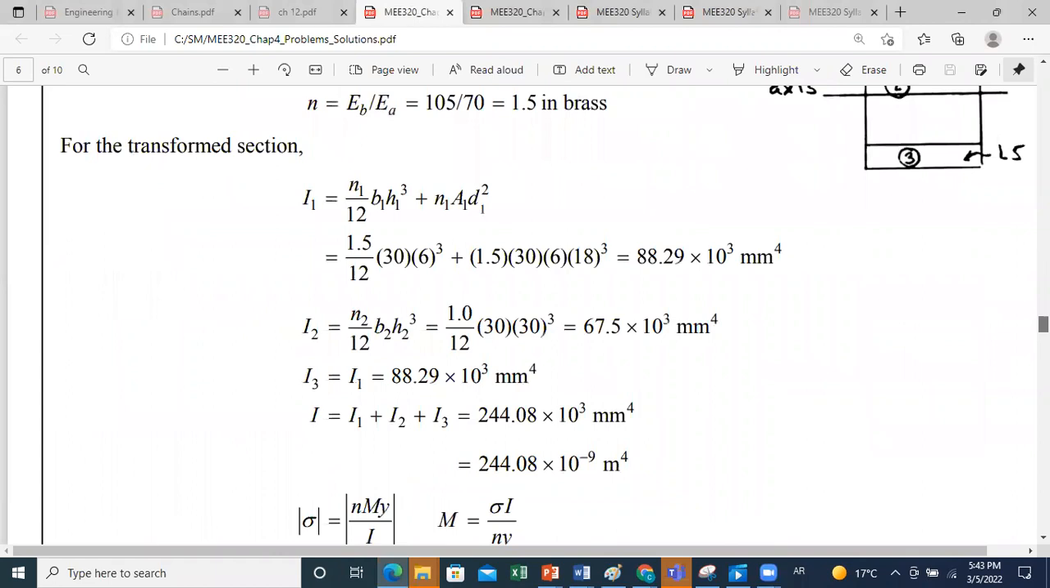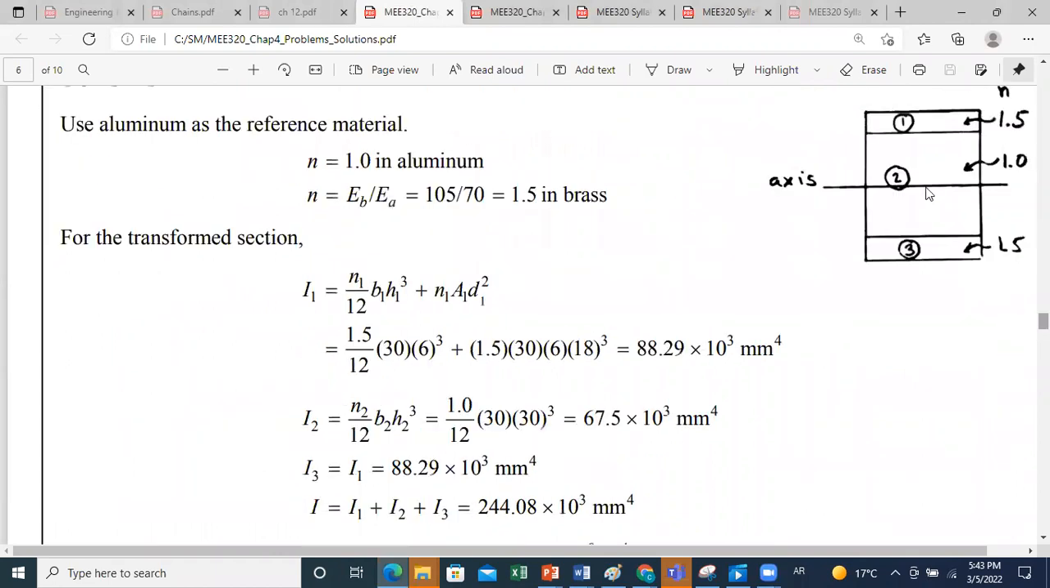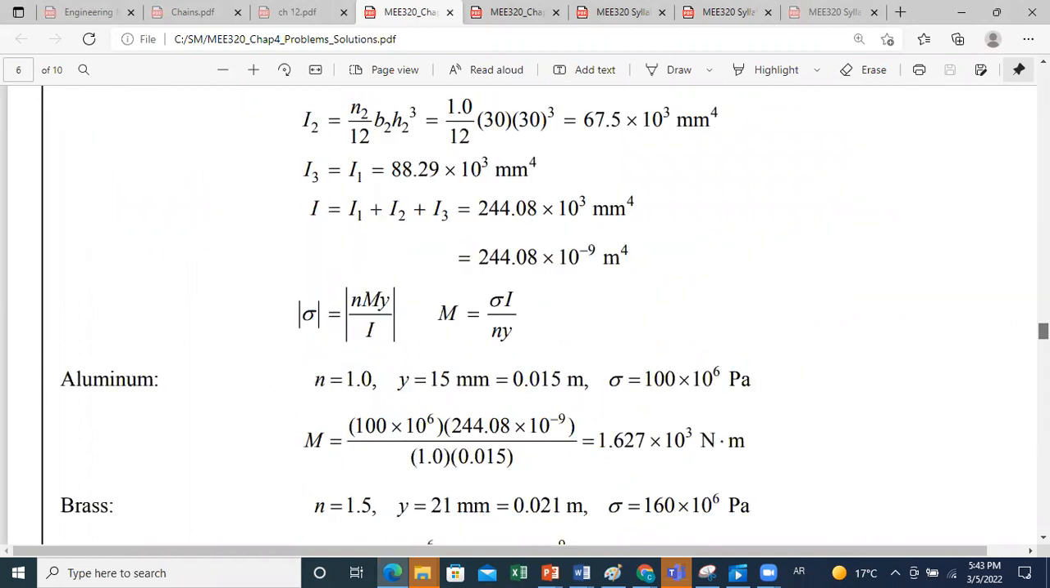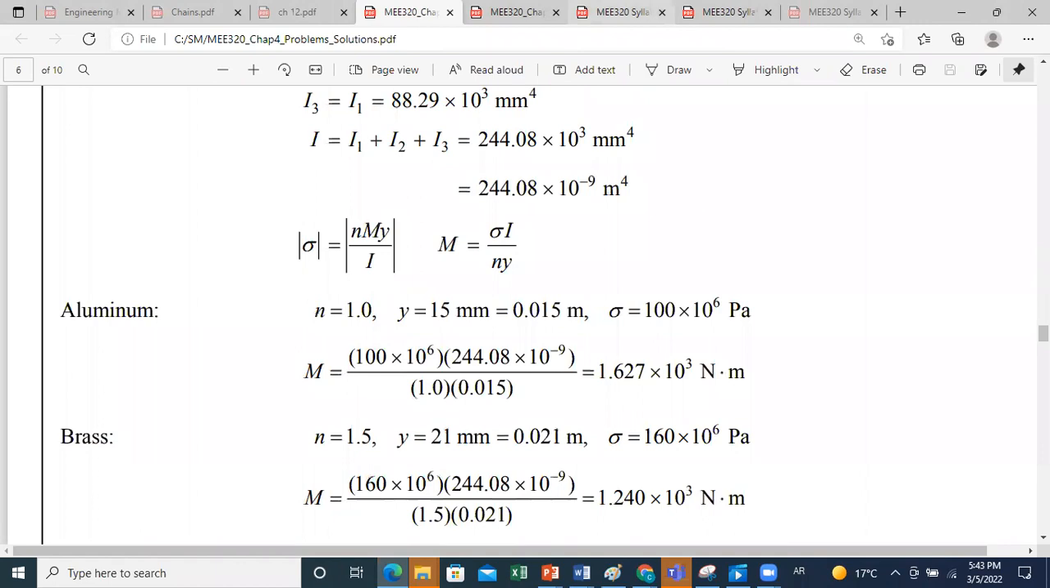As we said, first we transform the section. We calculate the inertia of the modified section about the neutral axis. Once we have I, we say that the general expression for the absolute value of sigma is N M Y over I. So M can be computed as sigma I over N Y.